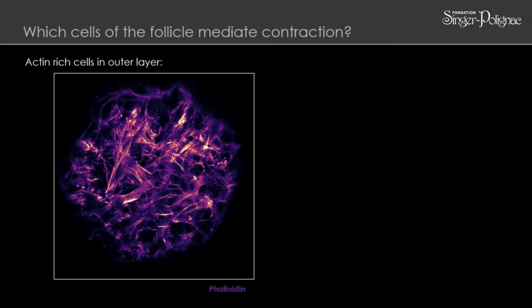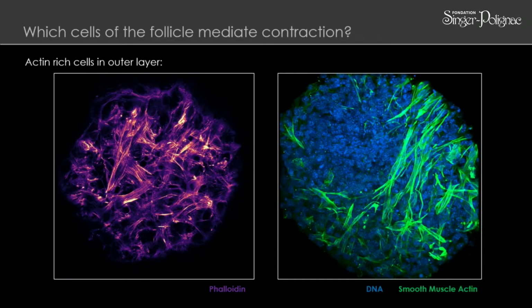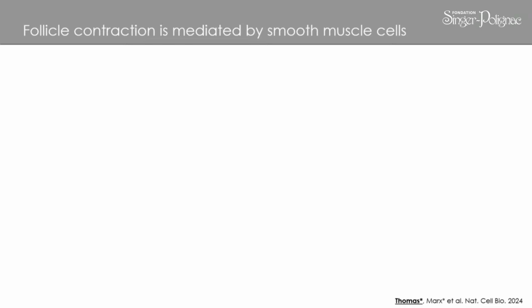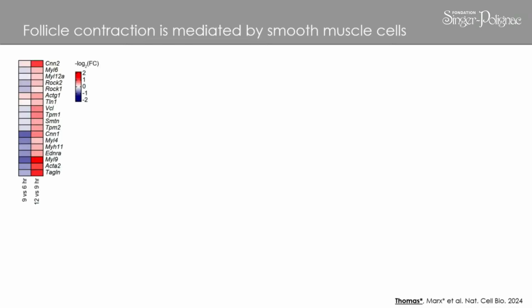So we followed up on this by staining our follicles for smooth muscle actin, and we showed that indeed these actin-rich cells are positive for smooth muscle actin. We then went to our single cell sequencing data and we focused on the smooth muscle cell cluster, where we saw a strong enrichment of genes involved in actomyosin contractility in the period when the follicle is contracting.